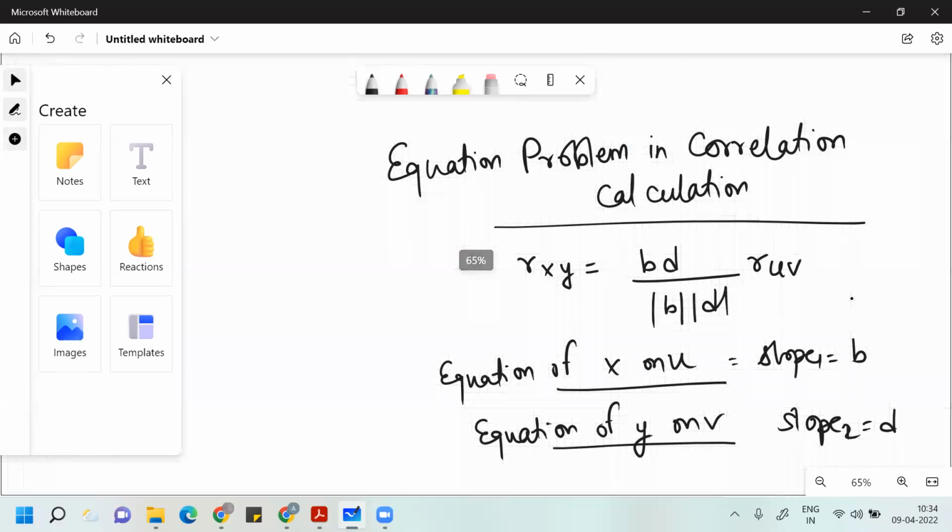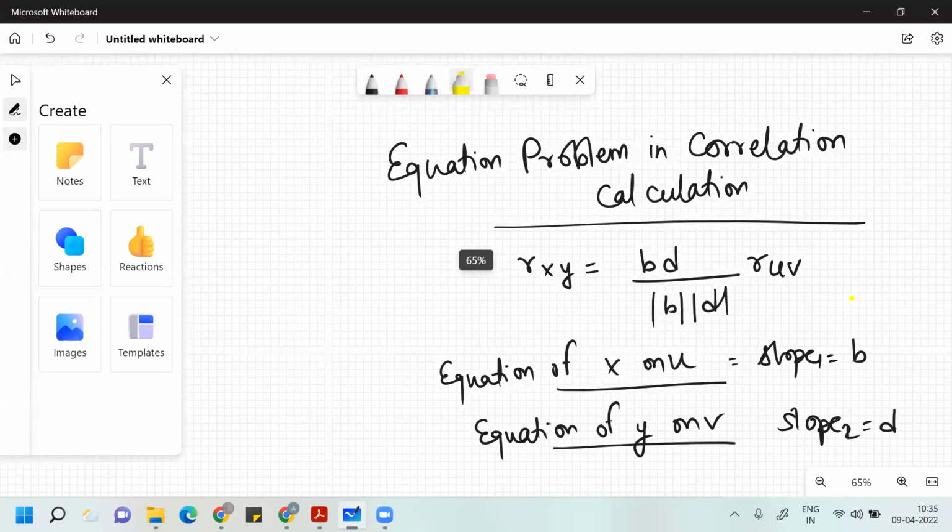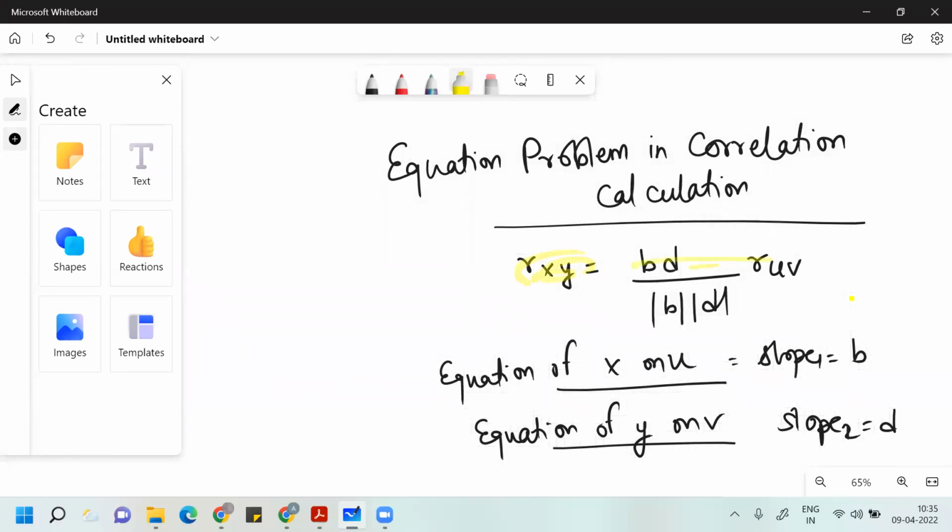I hope you know what we mean by the modulus sign. The same concept of modulus we discussed while discussing the concept of measure of dispersion. In measure of dispersion, we use only one slope, because it was univariate data calculation. Here, because this is bivariate data calculation, we are going to use two slopes.